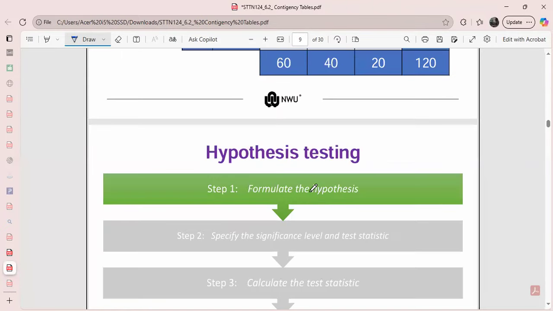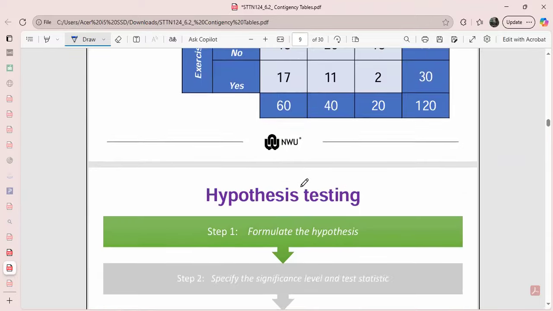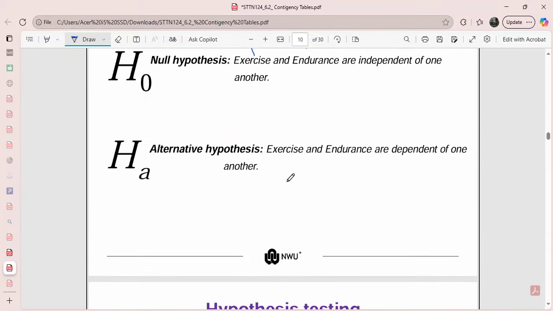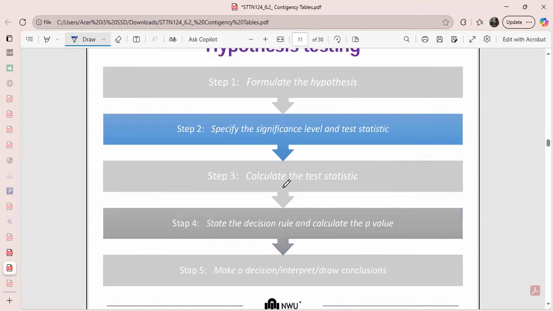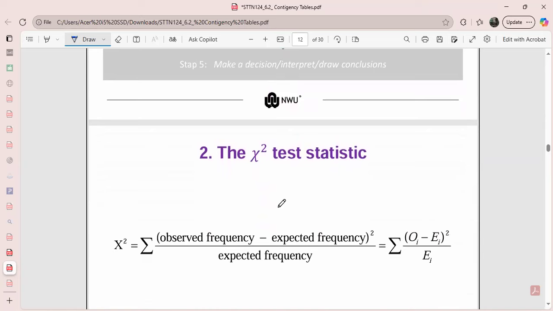And even when you formulate, those statements are not the same. The other one, you said that the proportions are the same. The other one, you said that the two variables are independent of one another. The one where you're given only the table, like this one, is when you are dealing with independent and dependent. So here, that's how you formulate the null hypothesis and alternative hypothesis. You specify the level of significance. Already you're given the level of significance 0.01, which is 1%.